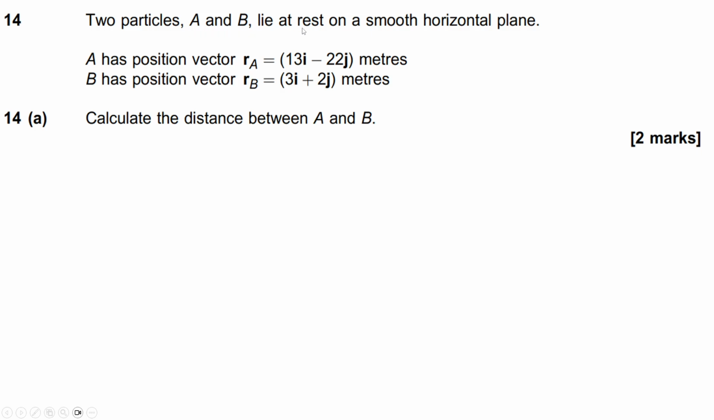Two particles A and B lie at rest on a smooth horizontal plane. A has this position vector, B has this position vector. Calculate the distance. So it's just the difference between them, and then just use Pythagoras. So you'll get 13i take away 3i, which is 10i, minus 22j, take away 2j is minus 24j, and then Pythagoras to get this. I've just put a plus there because even if you do brackets minus 24 all squared, it'll still just be a positive anyways. So I've just done that.